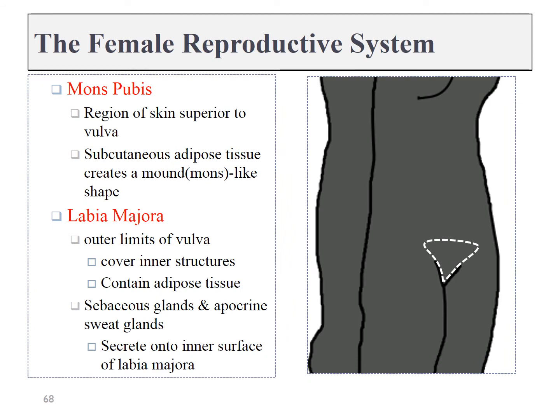The mons pubis is a region of skin just above the vulva, or the external genitalia. And here you find pubic hair, and subcutaneous to the skin is a bunch of adipose tissue, which creates a mounding or mons-like shape to this region, hence its name. The labia majora are the outer limits of the external genitalia, which are referred to as the vulva. The labia majora contain a number of sebaceous and apocrine glands, which secrete substances to the surface of the labia.